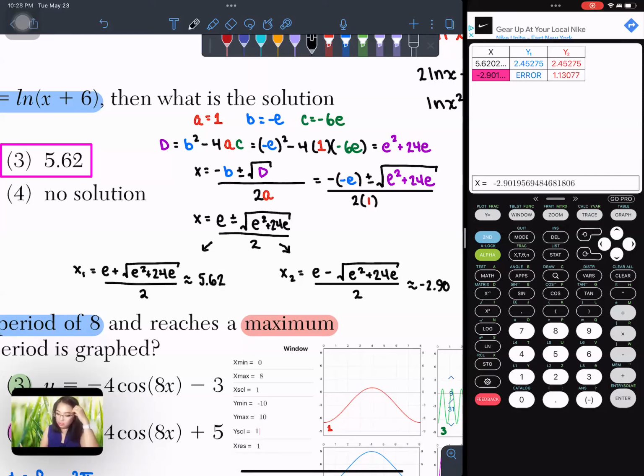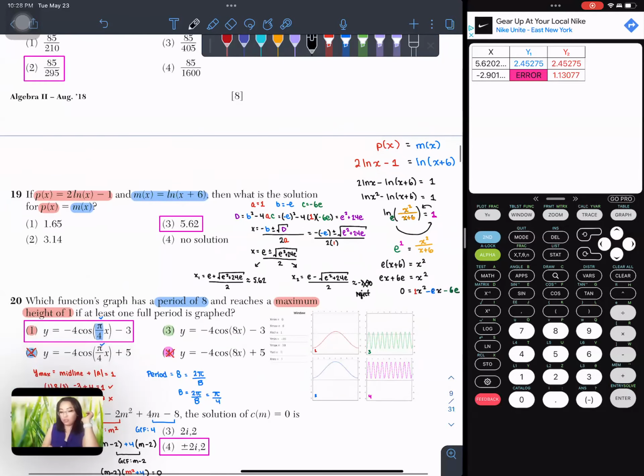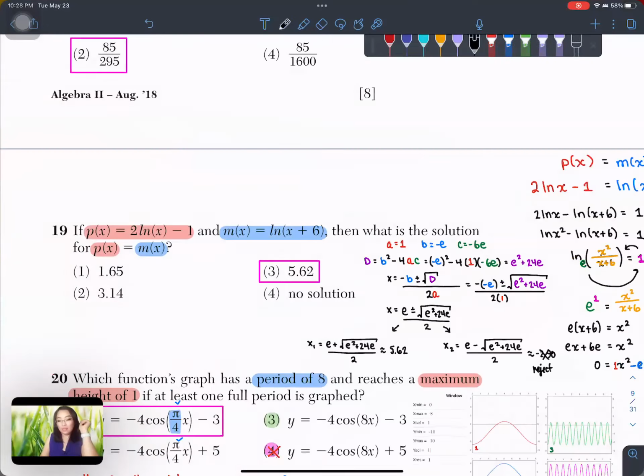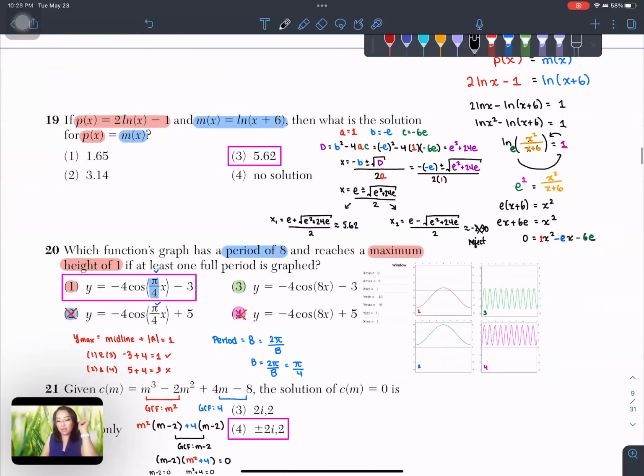Oh, interesting. This one is an error. So that's why it's only one answer, because you would have to reject this answer, which is an extraneous solution. By the way, that's a pretty interesting question. I've never seen that question.